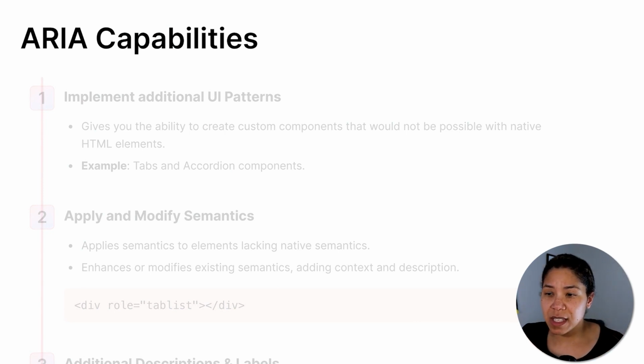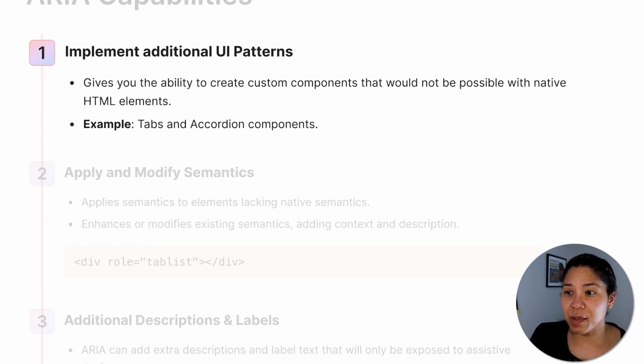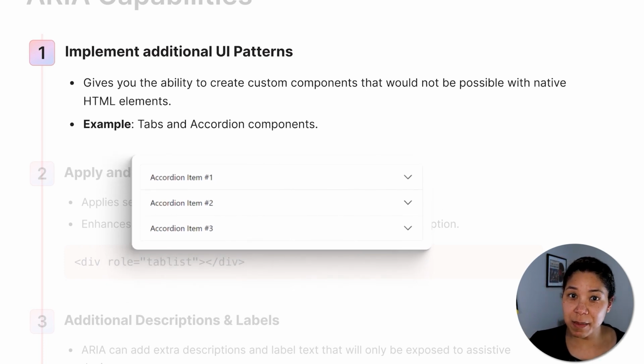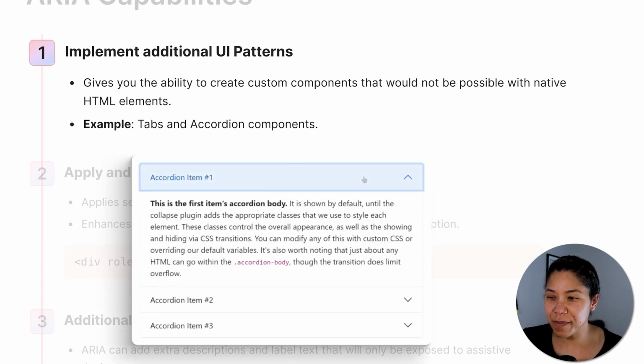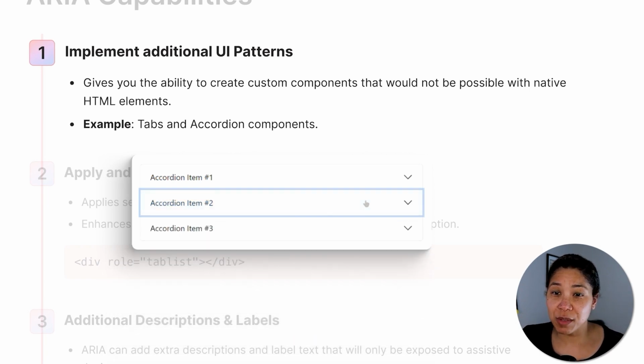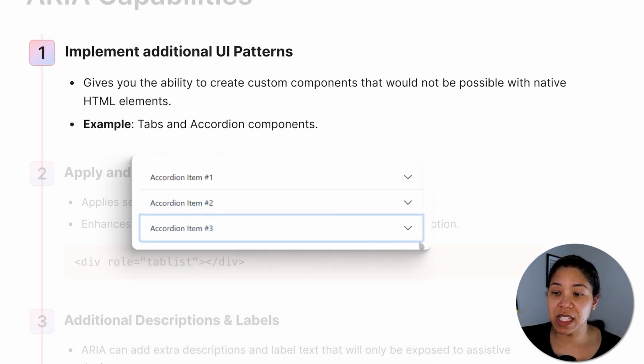One of those capabilities is that it allows you to implement additional UI patterns. And this is one of ARIA's most beneficial features, as it allows you to implement UI patterns that are not available through non-native HTML elements. So take, for example, the common tabs and accordion components that you see throughout the web. These are commonly found, but there is no HTML equivalent. So ARIA gives us the capability to implement those patterns in a way that is both accessible and functional.